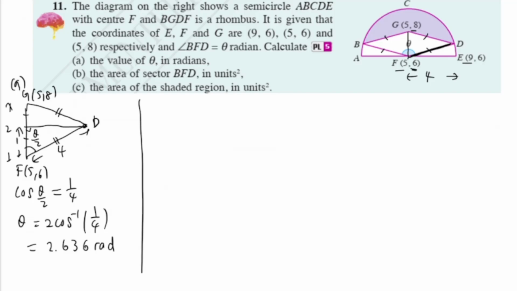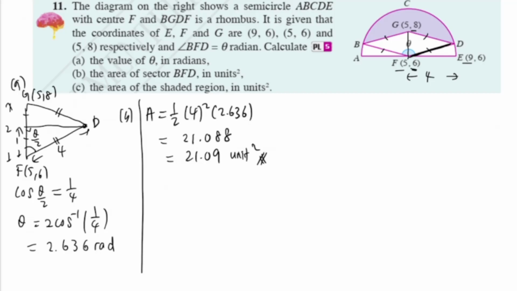Part B, area of sector BFD. To calculate area of sector, we just use half r squared theta. We already know the radius is 4. So your area of sector is half r squared theta, theta is 2.636. I got 21.088, or you can round it off to 21.09 square units. 21.09 would do. No need to use so many decimal places. I think the textbook also gives this answer.